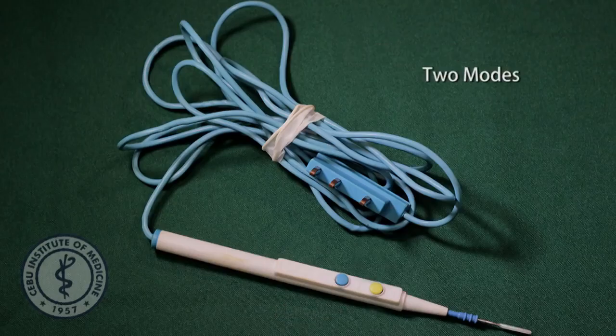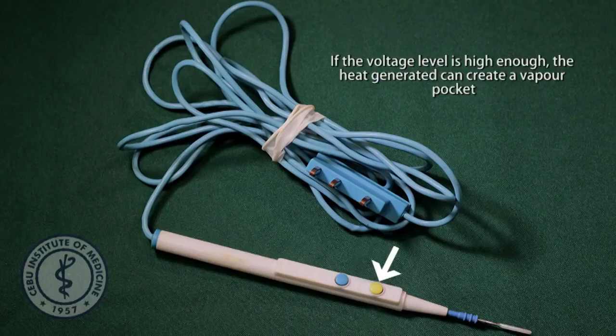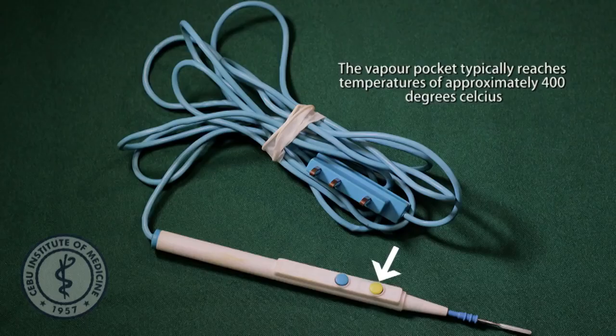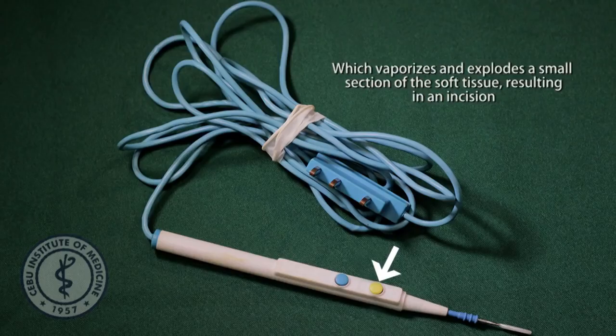2 modes. Cut. If the voltage is high enough, the heat generated can create a vapor pocket. The vapor pocket typically reaches temperatures of approximately 400 degrees Celsius, which vaporizes and explodes a small section of tissue, resulting in an incision.